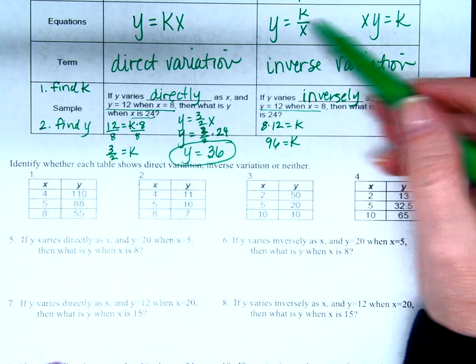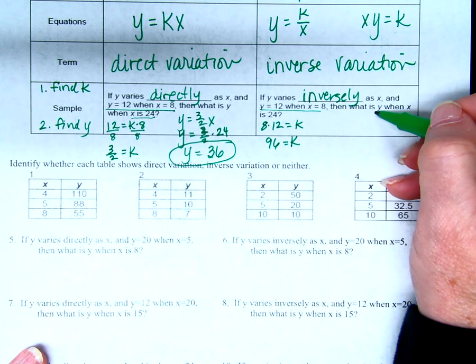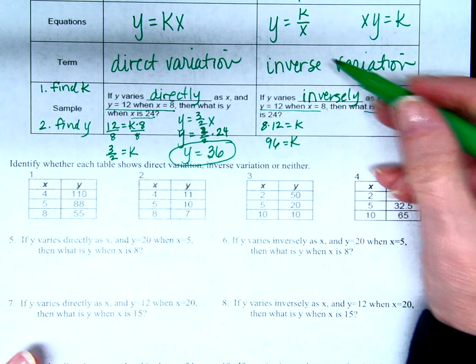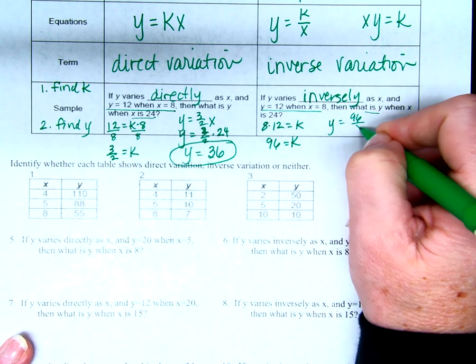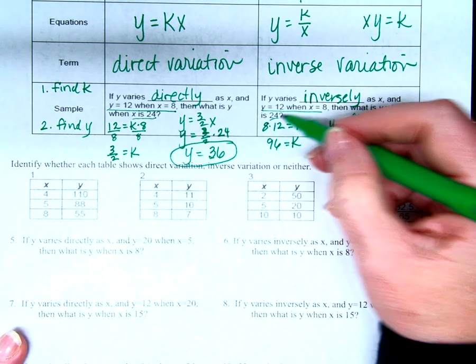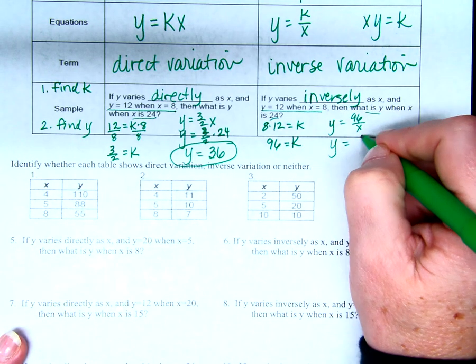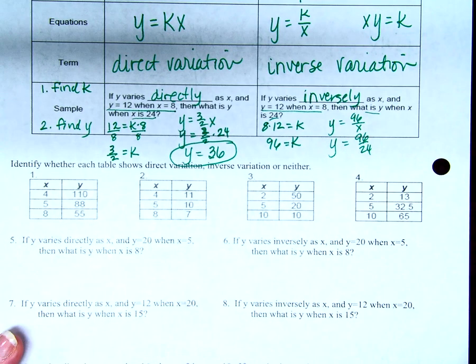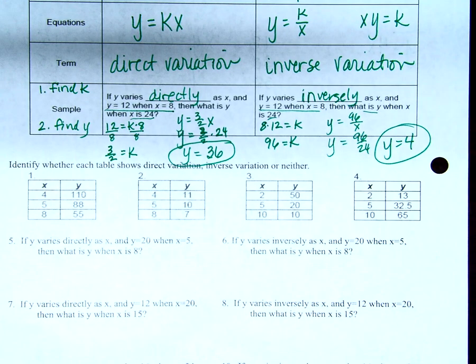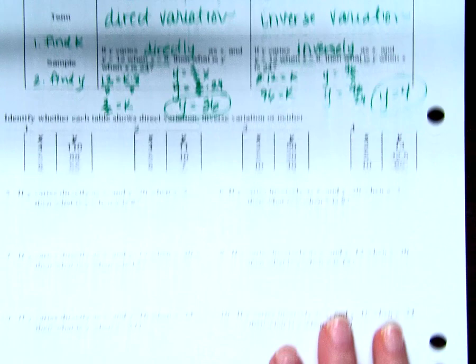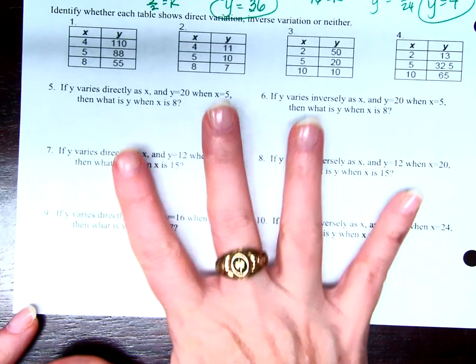Now, which one of these equations do you think would be best to find y? Y equals k over x. So y equals 96 over x, but in this case, x is 24. So y equals 96 over 24. Y equals 4. Any questions? You good? So you should be good for the bottom 6 down here.